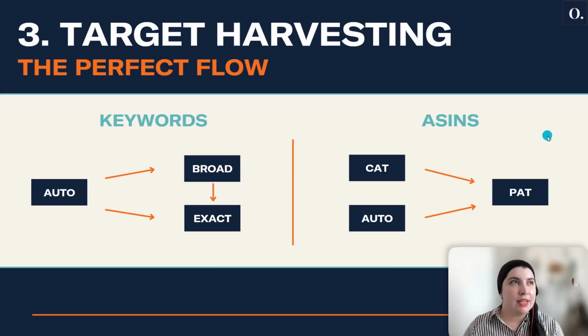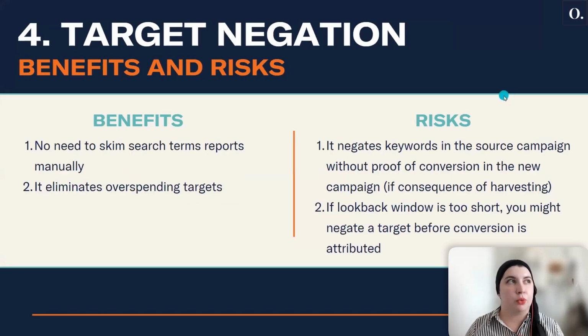The next automation rule is target negation. So target negation is a very complicated one because you have both benefits and risks. The benefits of this are that you don't need to skim search term reports manually because the tool would do that for you. And it also eliminates overspending targets. So obviously the automation, if it finds a target that has spent £500 without generating any order, that would be a good candidate to negate.